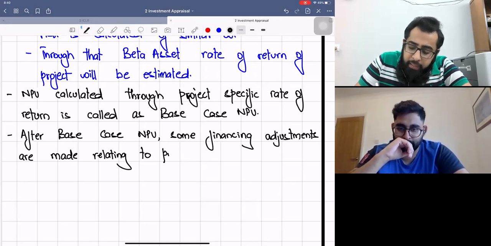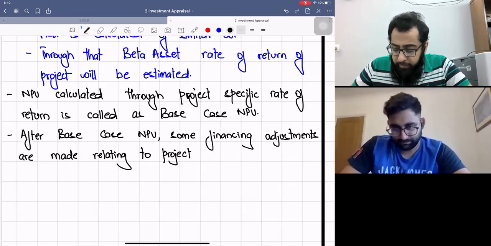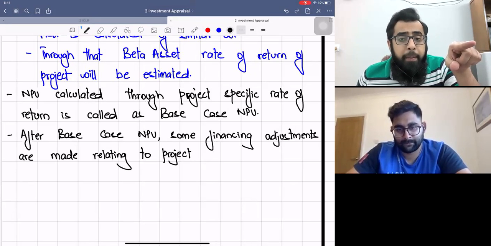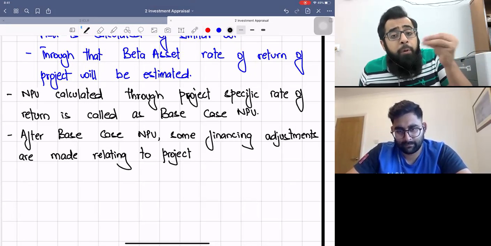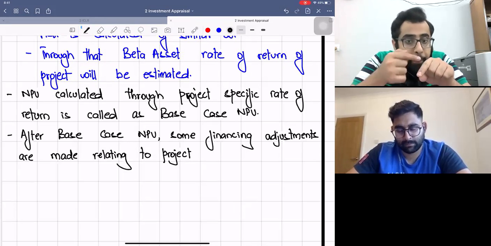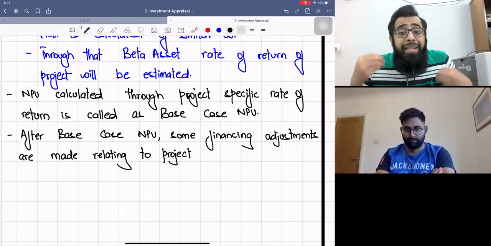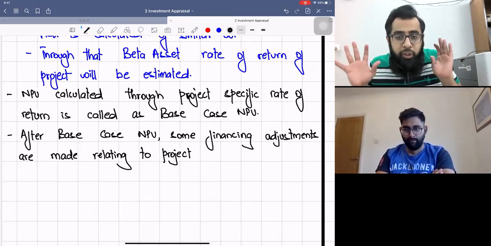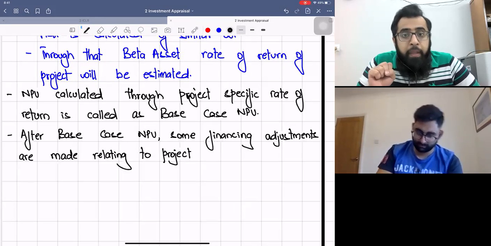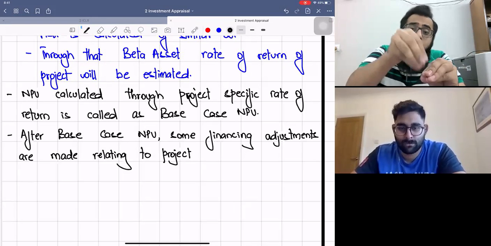Basically, the concept of the APV is that the company will raise the funds from the market, and the company will provide these funds to the project according to the risk of the project. I'm repeating it again. The company will take the funds from the market at whatever rate the company gets. That is the goodwill of the company, maybe expensive, maybe cheaper. Maybe debt, maybe equity, whatever the company wants to do. And then the company will invest in the project according to the risk of the project.